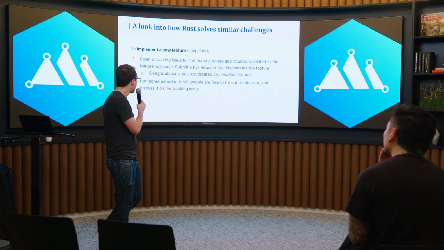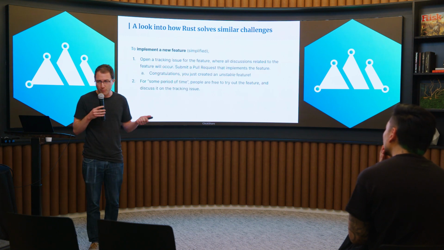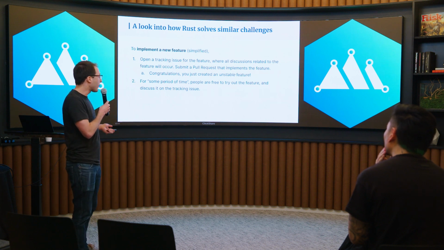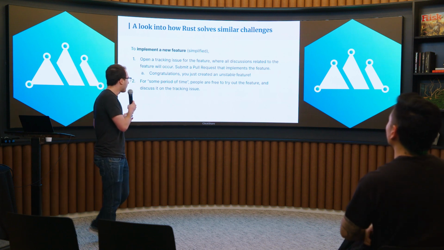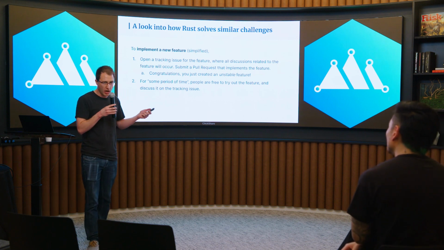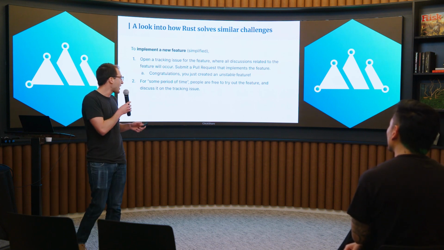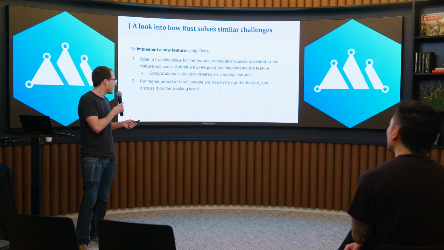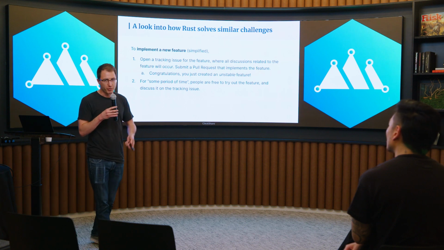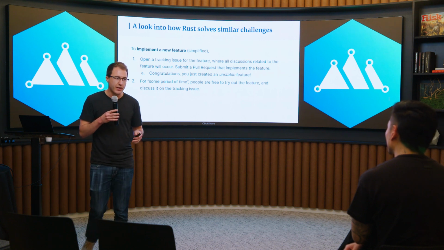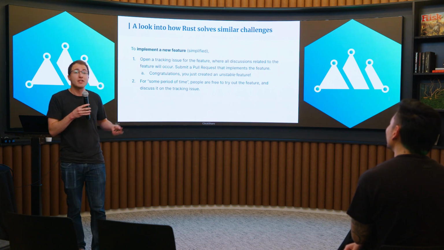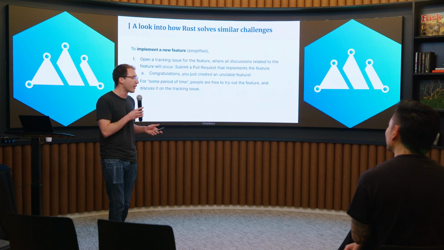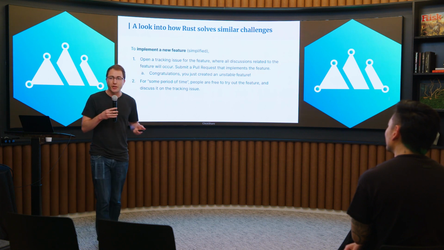So what do they do? So I'm a compiler developer. I want to implement a new feature. What do I do? So the simplified version is I open a tracking issue on the GitHub repo. And that's where all the discussion about the feature is going to happen. And then I can open a PR that implements the feature, get it merged in, and there you go. Congratulations, you now have an unstable feature. But it's not available to everyone yet. It's only available in the nightly compiler because we want to experiment first.